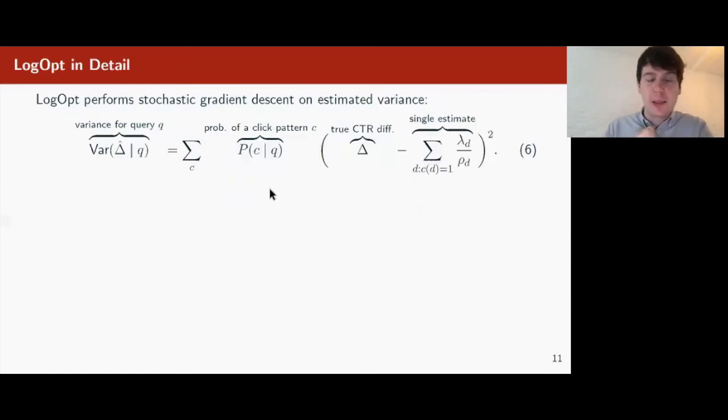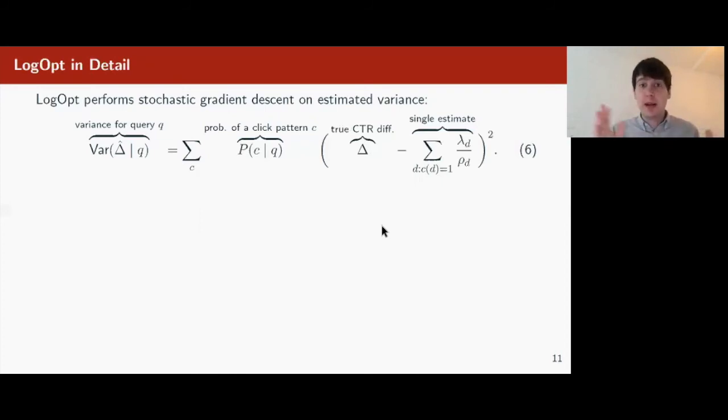Then we have the probability of the click pattern. This depends on the logging policy that's going to show rankings, but also on the click behavior of the user. That's how likely we are to see a certain click pattern. Then we have the error that click pattern leads to in the estimate. So we have the true click-through rate difference and the estimate that we would get from observing these clicks. Now they're probably not equal. There's some error here, and that's going to lead to the variance. Right? So this is a very straightforward way of defining the variance.